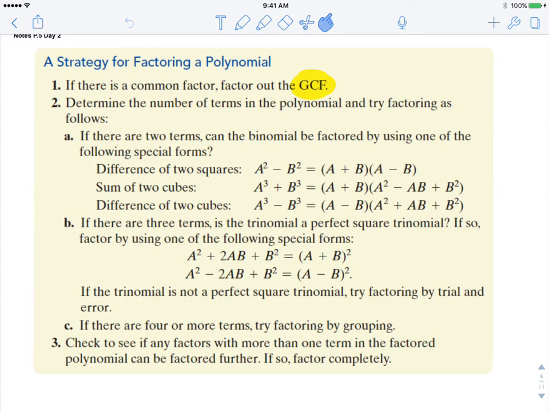If it's three terms, you're looking to see if you have a perfect square trinomial. If you have three terms, you could see if you could factor it by t-chart or the AC method, or if it's four terms, then you'd want to factor it by grouping. And then you want to make sure you completely factorize your polynomial.